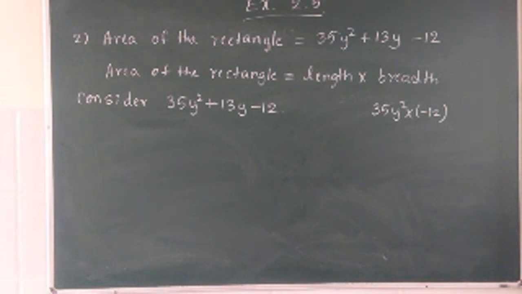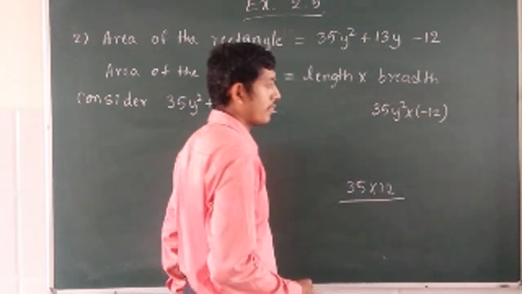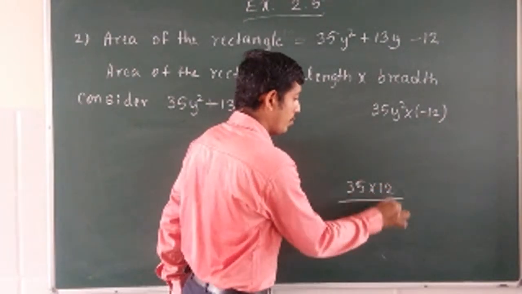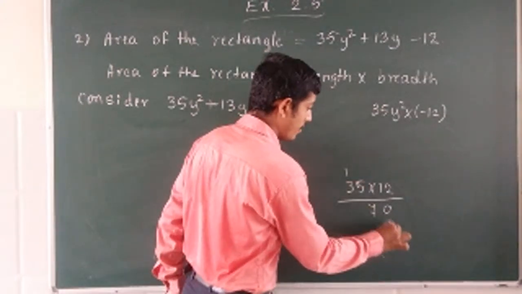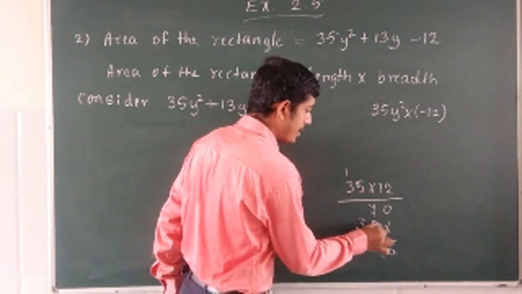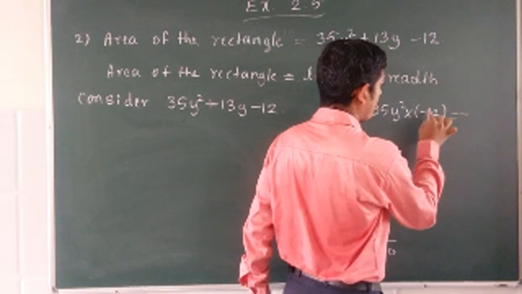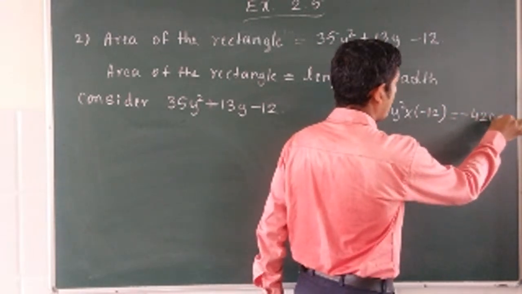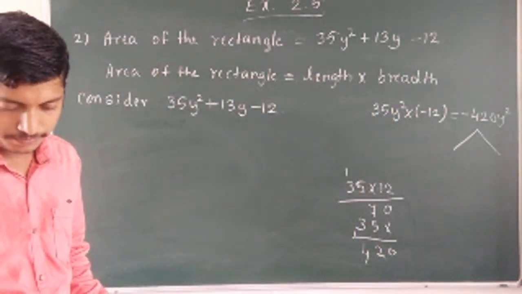First, 35 into 12. 5 2s are 10, then 2 3s are 6 plus 1, 7 into 1, 5s are 5, it becomes 12, so it becomes minus 420y square. Now we have to split the two terms.